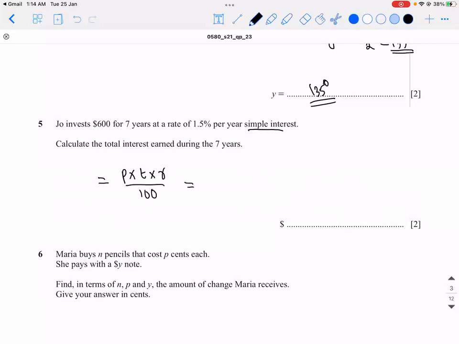So that is going to be what? 600. And what is our tenure? 7 years, right? And what is the interest rate? That is 1.5 over 100. So figure these values, please. 600 multiplied with 7 multiplied with 1.5 divided by 100. So what happens? The answer would be $63. So in 7 years, he earns $63, right?